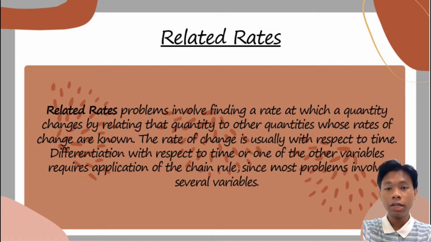Now, what is related rates? Related rate problems involve finding a rate at which a quantity changes by relating that quantity to other quantities whose rates of change are known. The rate of change is usually with respect to time. Differentiation with respect to time or one of the other variables requires application of the chain rule, since most problems involve several variables.